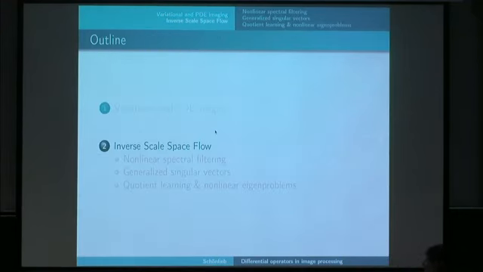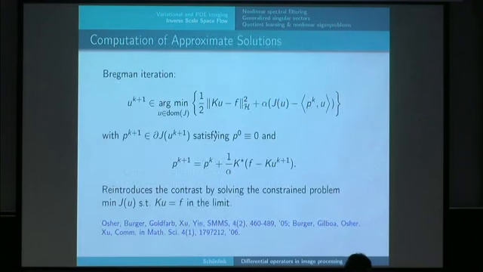Okay, so now let's turn to the inverse scale space flow. So we have seen the scale space point of view, which was this gradient flow. Now, I said that this point of view introduces a bias in the solution. For instance, a loss of contrast.